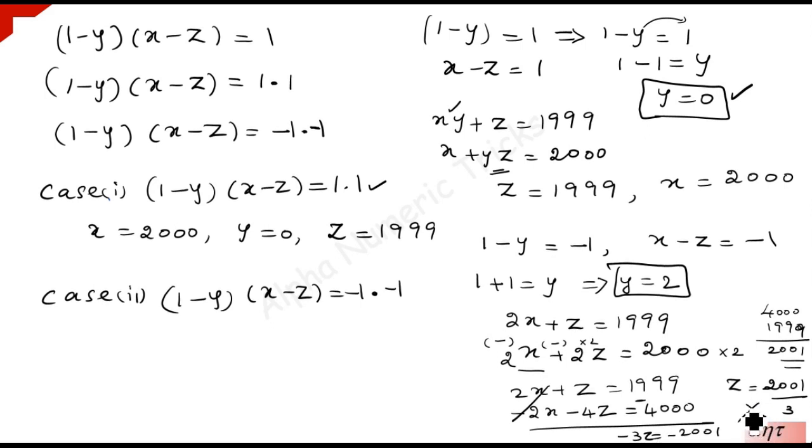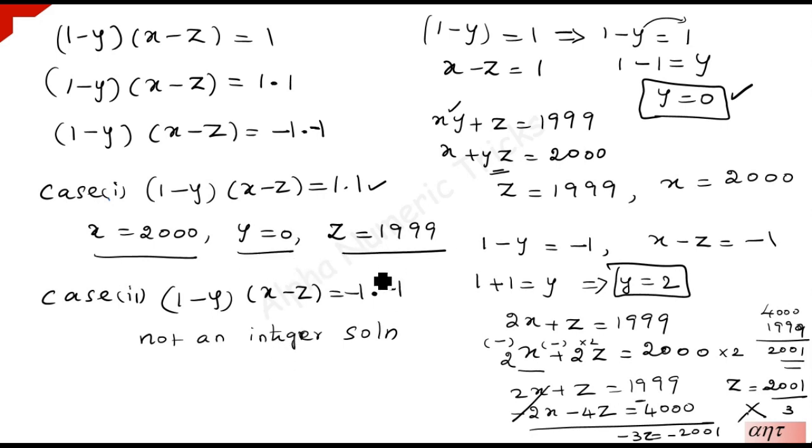So we have to find the integer solution. Here this is not an integer solution. Okay, this is not an integer solution. So we find that the only possible solution is x equal to 2000, y equal to 0, and z equal to 1999. The reason we are not taking the other case is that it is not an integer solution.